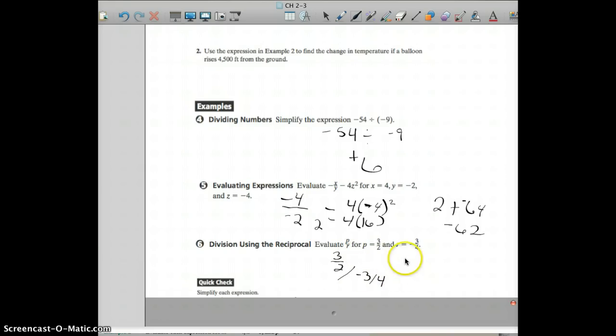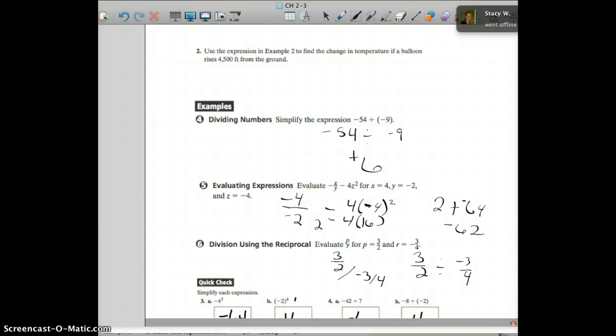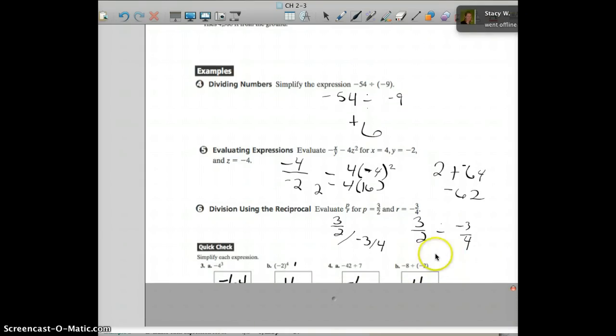Now I'm going to write this a little differently, and I'm going to say 3 halves divided by negative 3/4. What I can do now is flip the second one over, and I'm left with 3 halves times 4 over negative 3. Okay, with me so far? Now we have 3 halves times 4 over negative 3. So I'm multiplying two fractions.